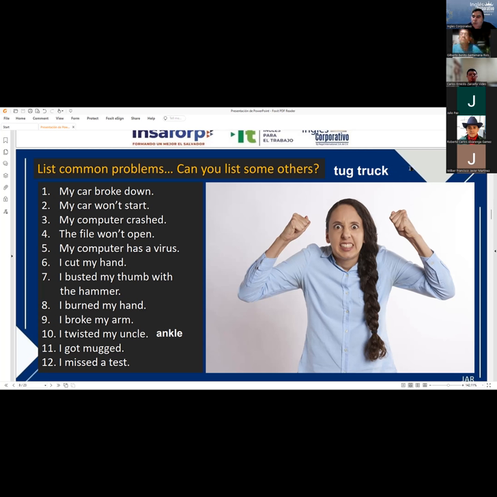Okay. What is another problem? Teacher, yes? Maybe the intolerance when driving in the traffic is very hard, when people are fighting in the street. Yeah, that's true.